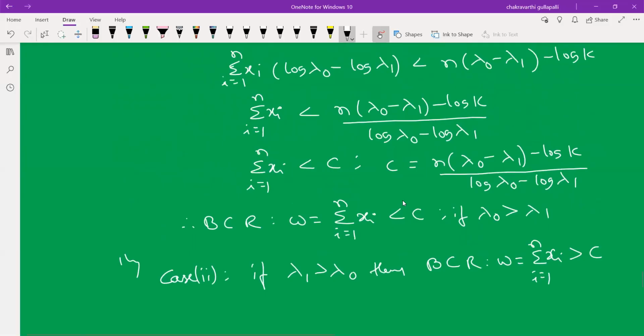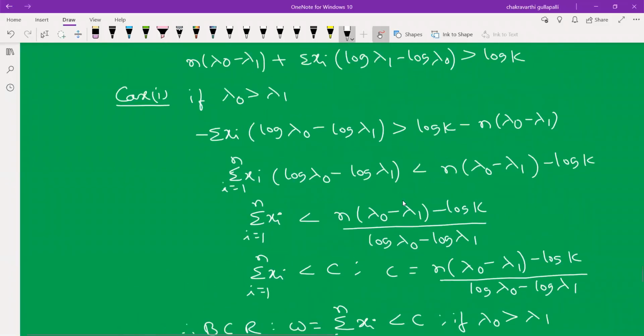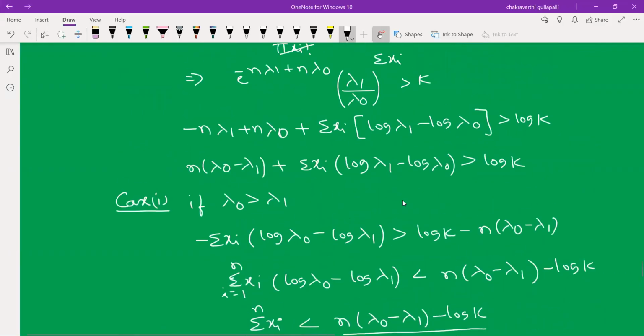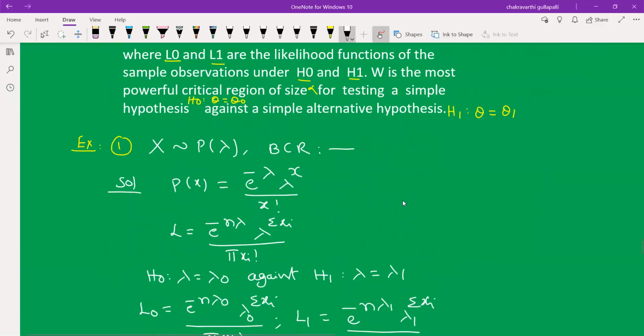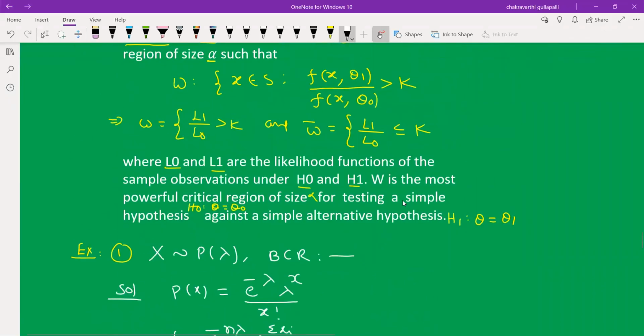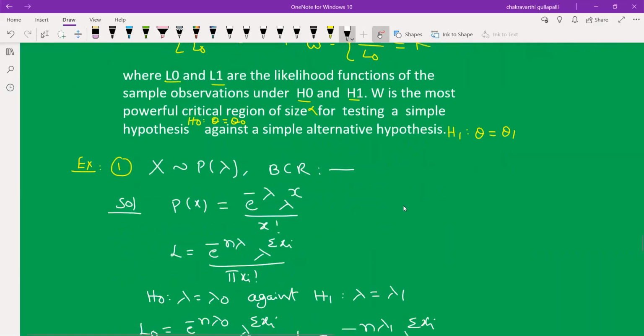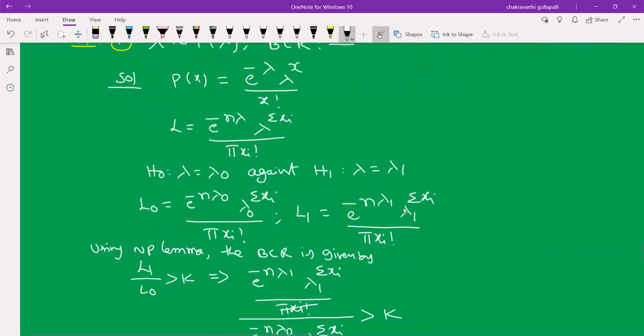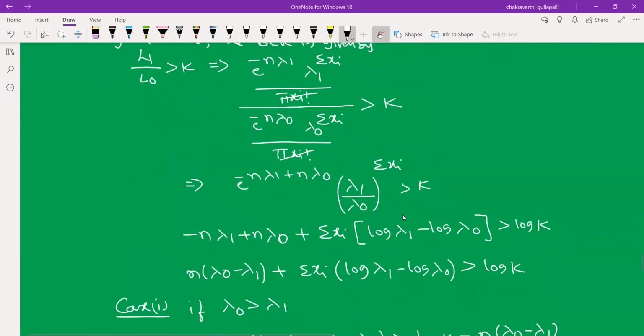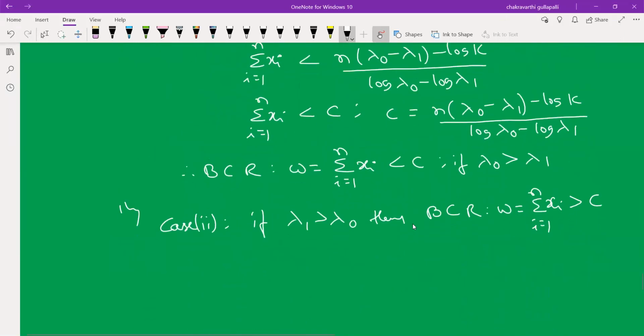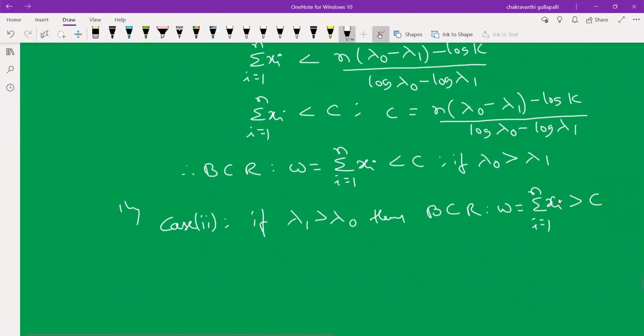For nationwide universities, we may expect this type of problem. For regional universities, only the concept is there: what is the NP lemma? NP lemma provides the BCR. This type of question will be given in regional universities. For nationwide universities, for the Poisson distribution, what is the BCR? If lambda 1 is greater than lambda naught, your answer is summation xi, which also follows a Poisson distribution. Using this BCR you can find out the alpha value, beta value, and also the power of the test.